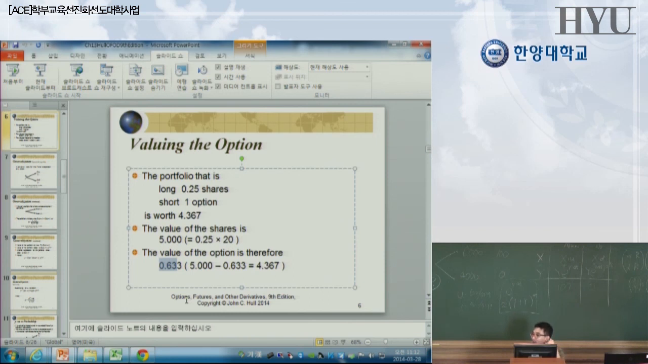So the idea is, we combine stock and derivative to create a riskless position, which means that we pay exactly the same amount whatever happens. So we discount it back. Then we know the value of the replicating portfolio. We know the sum, but we don't know the derivative price. But we know the stock price. Therefore, since we know the sum, we can know the derivative price. The sum is $4.367. The stock is $5. Therefore, the gap is 0.633. It should be the option price.